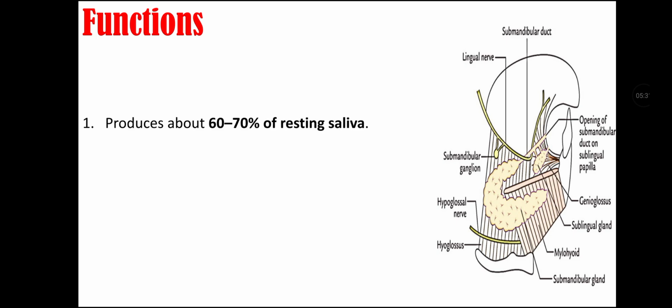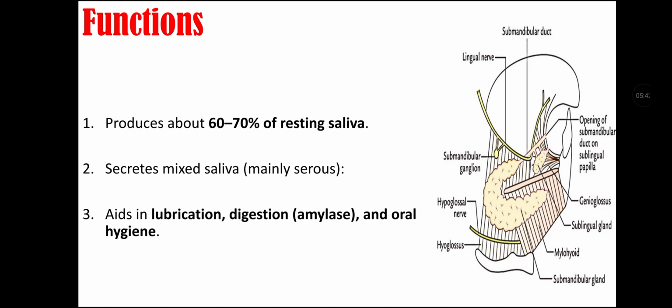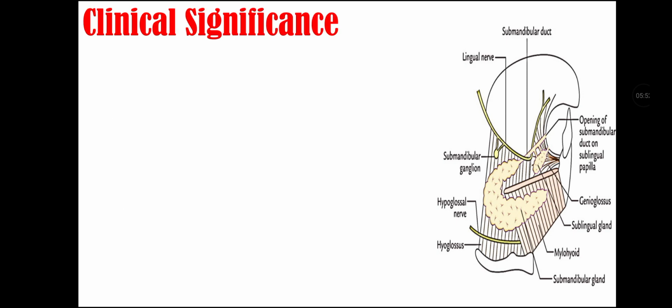Functions of the submandibular gland. First function, it produces about 60 to 70% of resting saliva. Second function, it secretes mixed saliva that is mainly serous type. Third function is that its secretion aids in lubrication and digestion, as there is amylase there, and it also helps in oral hygiene.